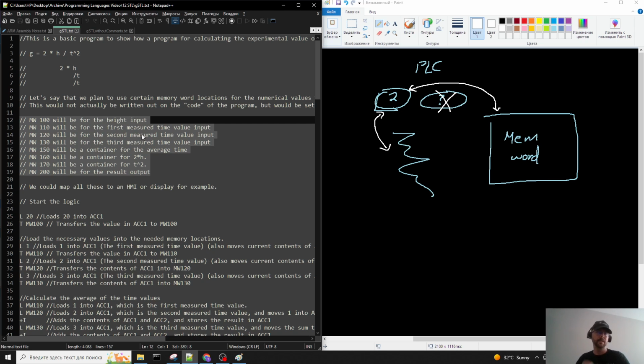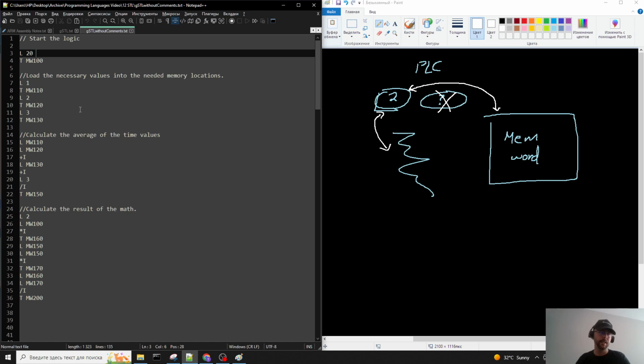And in both cases, for the ARM processor and for the PLC, ideally you would actually have these interact with hardware, but I wanted to focus on the algorithm, so I didn't do that in either case. But yeah, so we're going to load 20 into the accumulator, then transfer it to our specific place in memory. Then we're going to load 1 into the accumulator, transfer that to our place in memory. Same for 2, same for 3. Now we have our height and our 3 time values, everything that we measured. Then we're going to calculate the average of the time values.